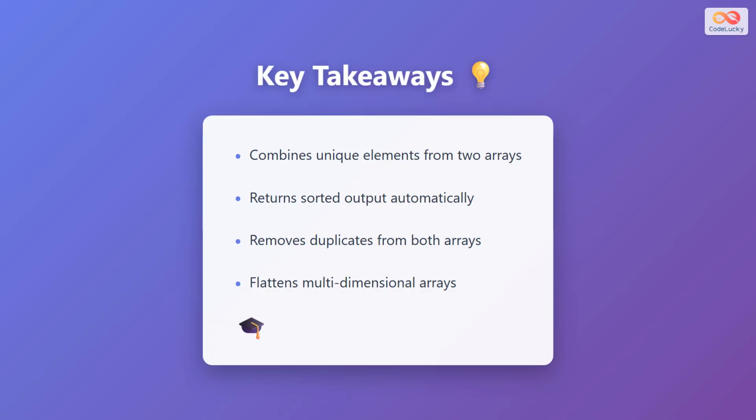Let's recap the key points. Union1d combines unique elements from two arrays. It returns sorted output automatically. It removes duplicates from both input arrays, and it flattens multi-dimensional arrays into a single dimension. This function is essential for data cleaning and set operations in NumPy.